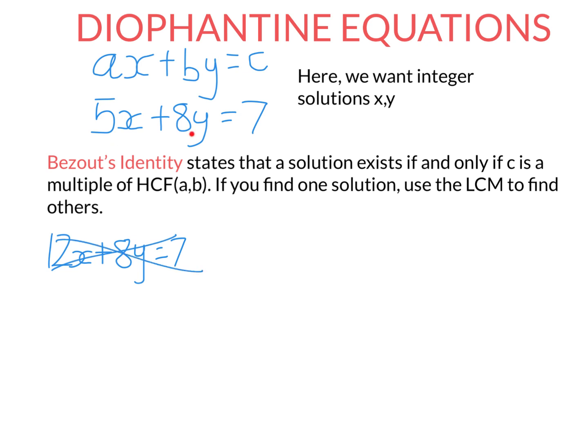However, 5x plus 8y equals 7 would have a solution because the highest common factor of 5 and 8 is 1. So 7 is clearly a multiple of 1. So this will have a solution. So how do we actually find such a solution? How do we find more than one solution? Well, it turns out we use the extended Euclidean algorithm, which I'll go through now.